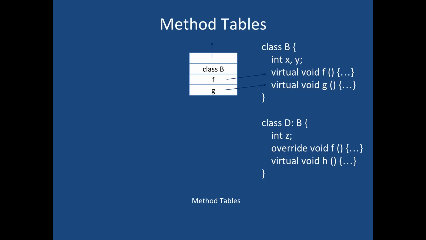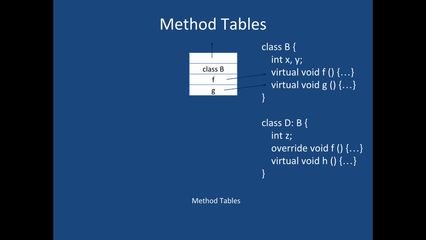And again, these tables wouldn't actually contain the F and the G. The compiler would just know that the reference for F is stored at some offset from the top of the table. The same thing for G. So what do you suppose D's table would look like? D also has a method table. What will the first entry in D's table be?